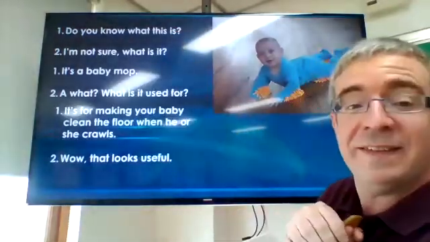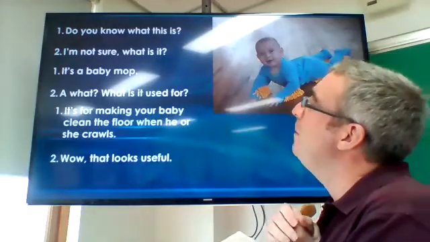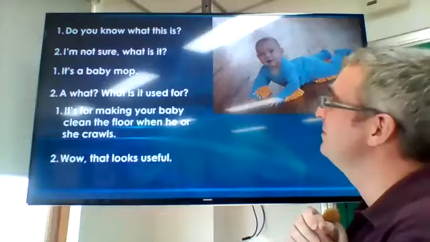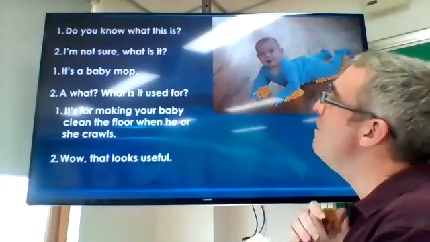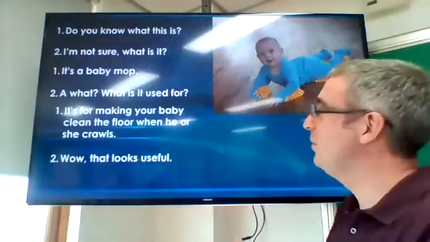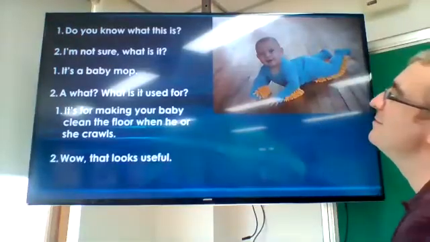Do you know what this is? I'm not sure. What is it? It's a baby mop. A what? What is it used for? It's for making your baby clean the floor when he or she crawls. Wow, that looks useful.